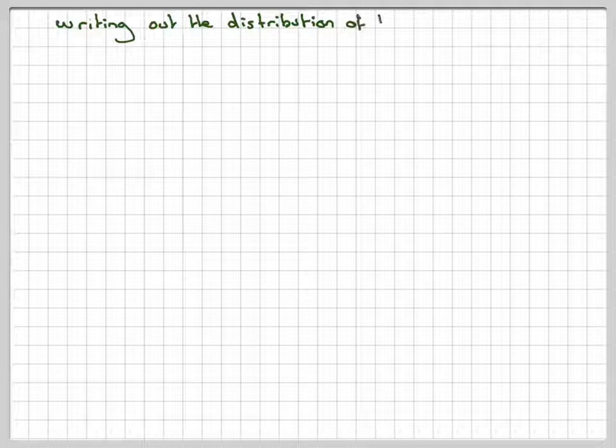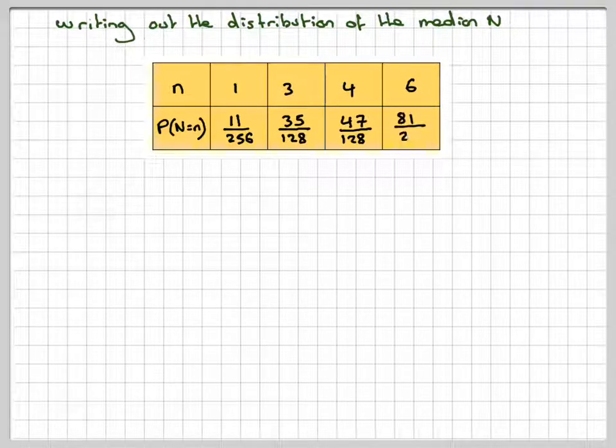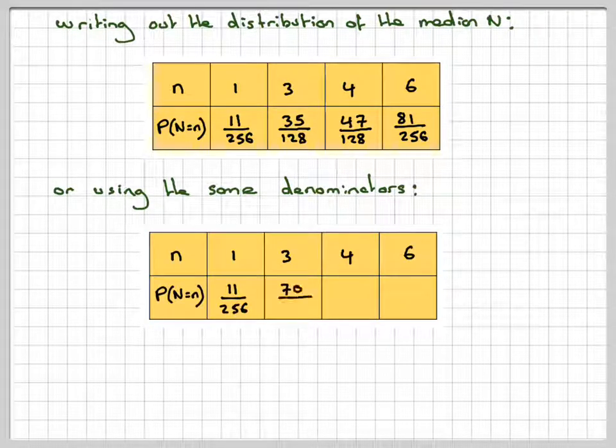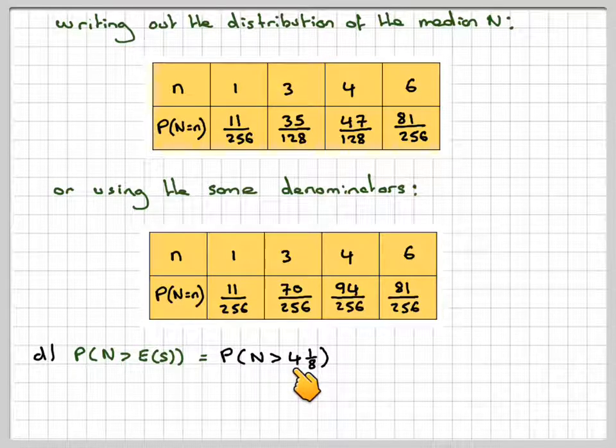So writing out the distribution, the median takes the values 1, 3, 4, and 6. These are the probabilities which we get from the previous part. It's maybe a good idea to write them all with the same denominator, which makes it easy to check that they add to 1. For part D, we wanted the median to be bigger than the mean for one spin. So we want the probability that n is bigger than 4 and 1/8, so therefore it's going to be 81 over 256.